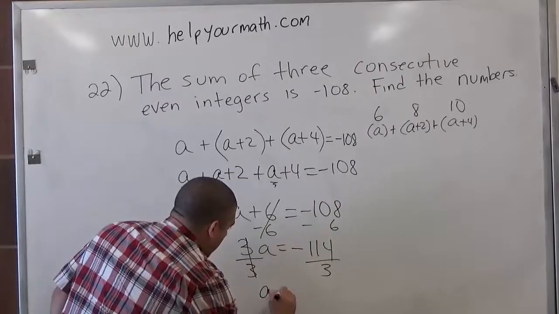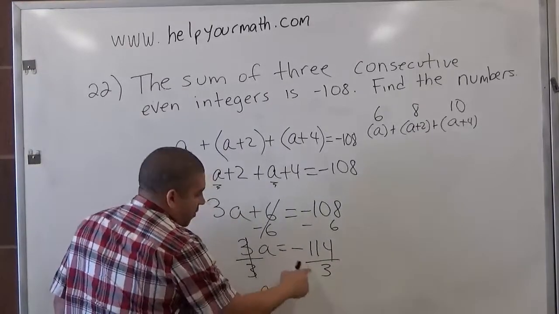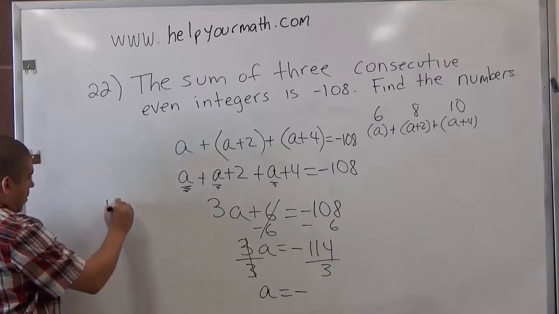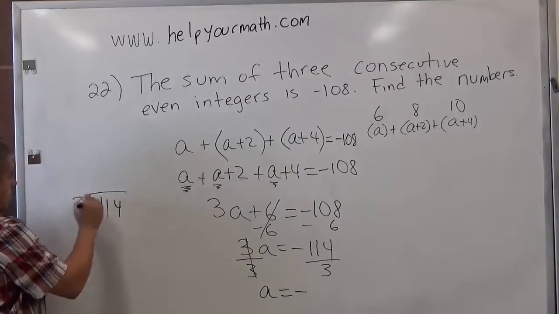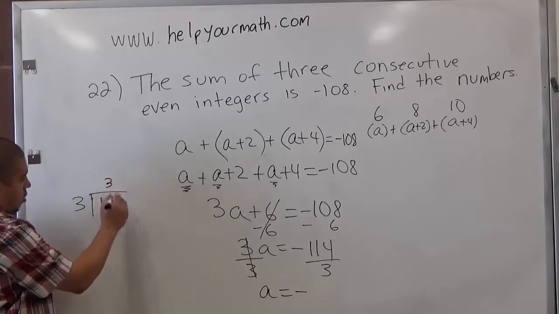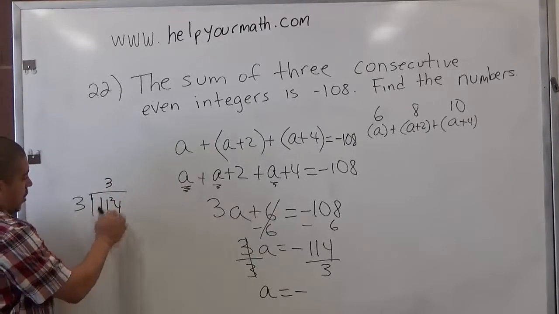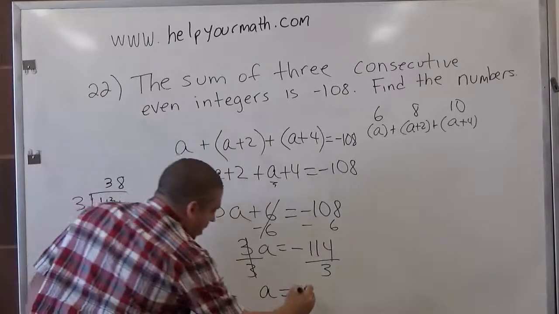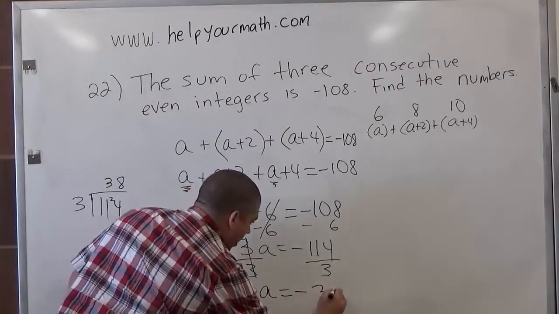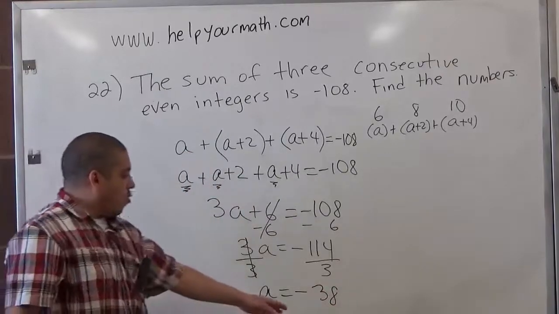We have A equals, a negative divided by a positive is negative. And if I wanted to do 114 divided by 3, if I do short division, 3 into 11 is 3, with a 2 left over, and 3 into 24 is 8. So our A is negative 38. So we've just found our A.